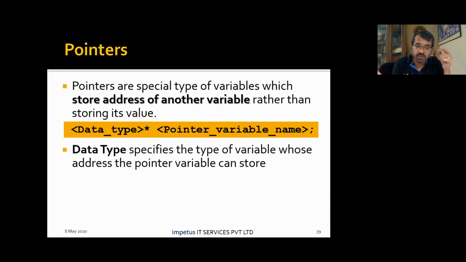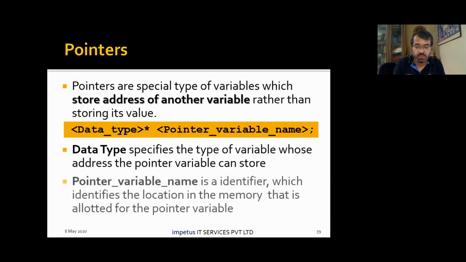Do not read it as a pointer, it is an integer pointer. No, it is a pointer to an integer. It can store the address of an integer and so on. If I say this, the pointer variable name is just an identifier. Whatever the rules of identifiers, all those rules are applicable over here also.